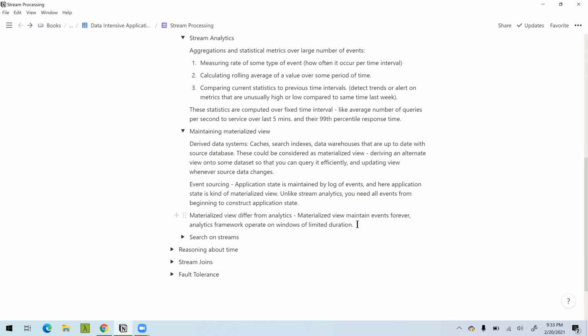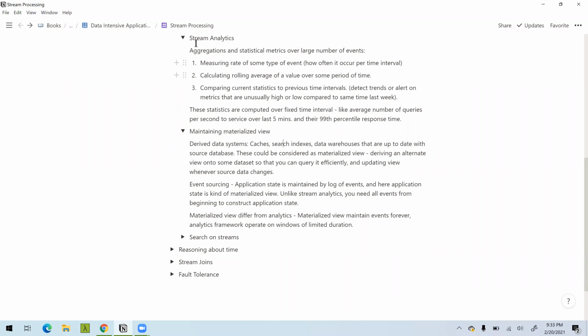These materialized views are your secondary derived data system. So they need to maintain all the events to give you a true picture of how your secondary data system is. Like if you are building a search index of documents, you cannot just keep the recent updates that happen to your documents in your derived data system. You have to keep all the events that have happened from the beginning of time, because that only represents the true picture of your search index.